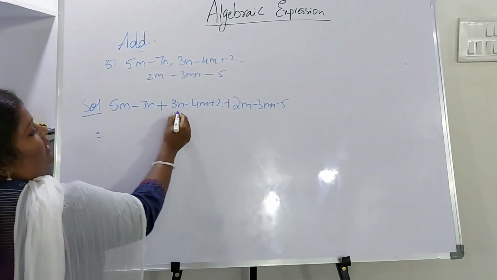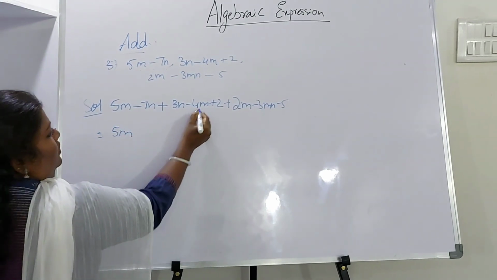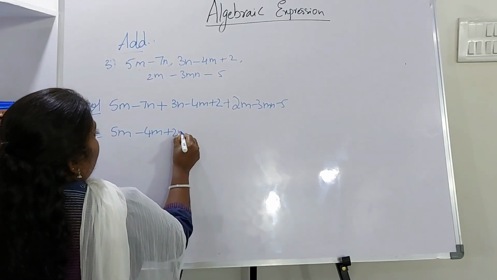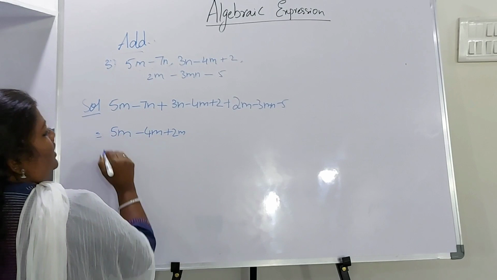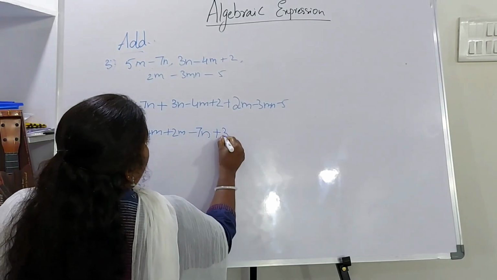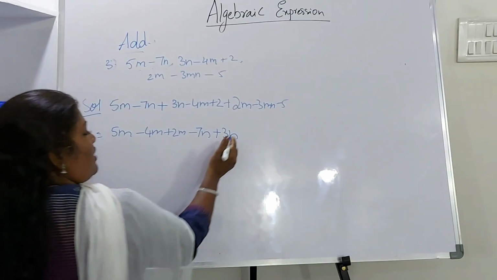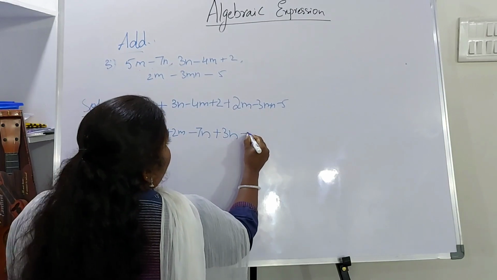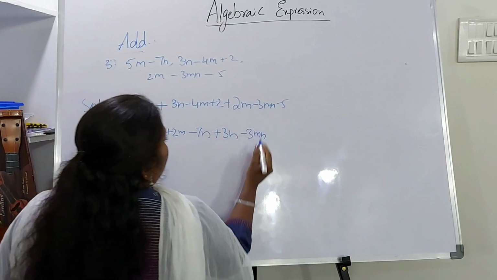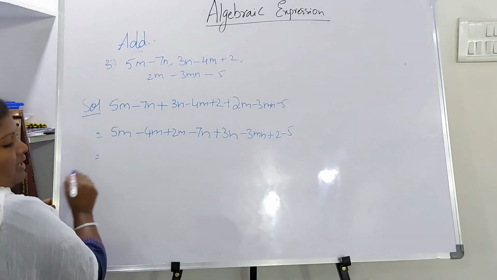So here write the like terms in one place. So it is 5m and you have minus 4m and you have plus 2m. And next write down the n terms. First minus 7n plus 3n, and here you don't have any n term but you have an mn term, so I'll write it as minus 3mn. Next you have two constants, that is plus 2 minus 5. Now let us simplify it.